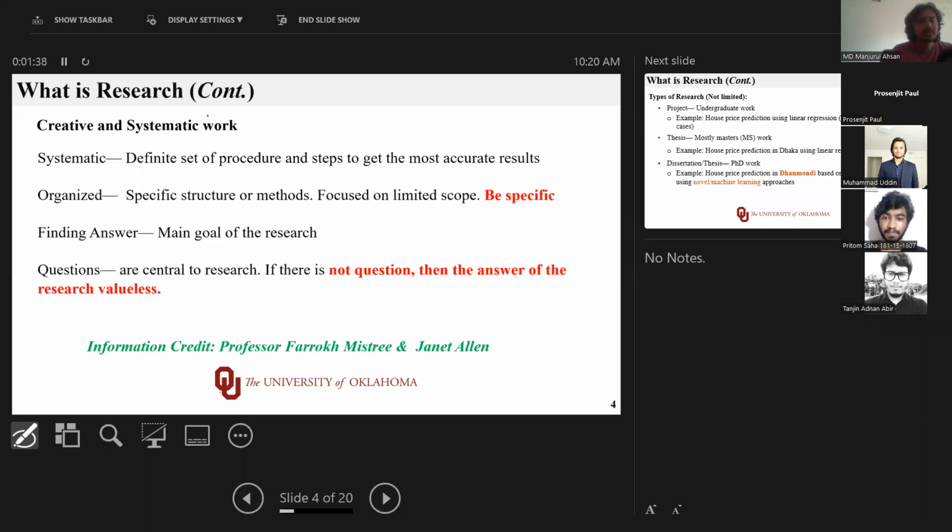So what are the criteria of a research? A research should be systematic. Why is it systematic? It will define a set of procedures and steps to get the most accurate result.